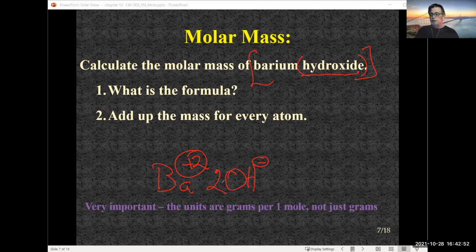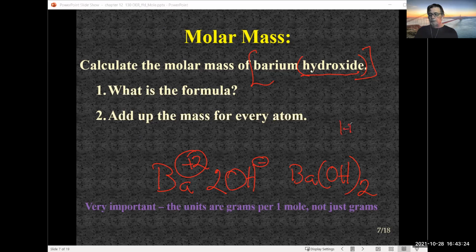So we need 2 hydroxides for every barium ion. Hence, our formula becomes Ba. We use parentheses because remember, we want to keep these polyatomic ions together as a unit, okay? And so our formula is Ba(OH)₂. Now, the next step is we identify how many of each atom we have in this compound.